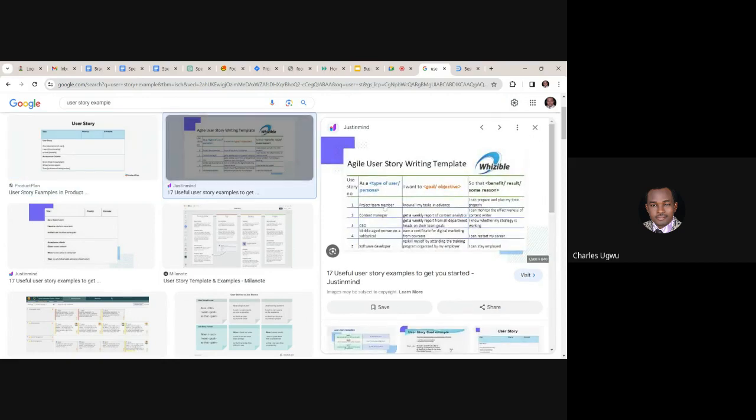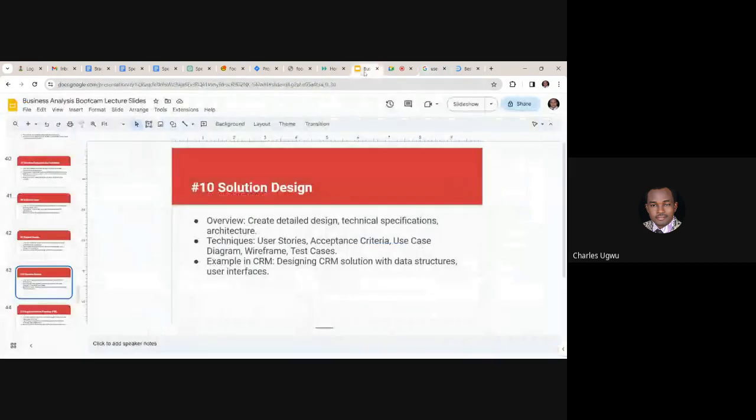This is another template of how user stories are supposed to be. Here, as a project team member, I want to know all my tasks in advance so that I can prepare and plan my time properly. That's another way to write a user story. So that is how you, a business analyst, are going to be designing the solution.